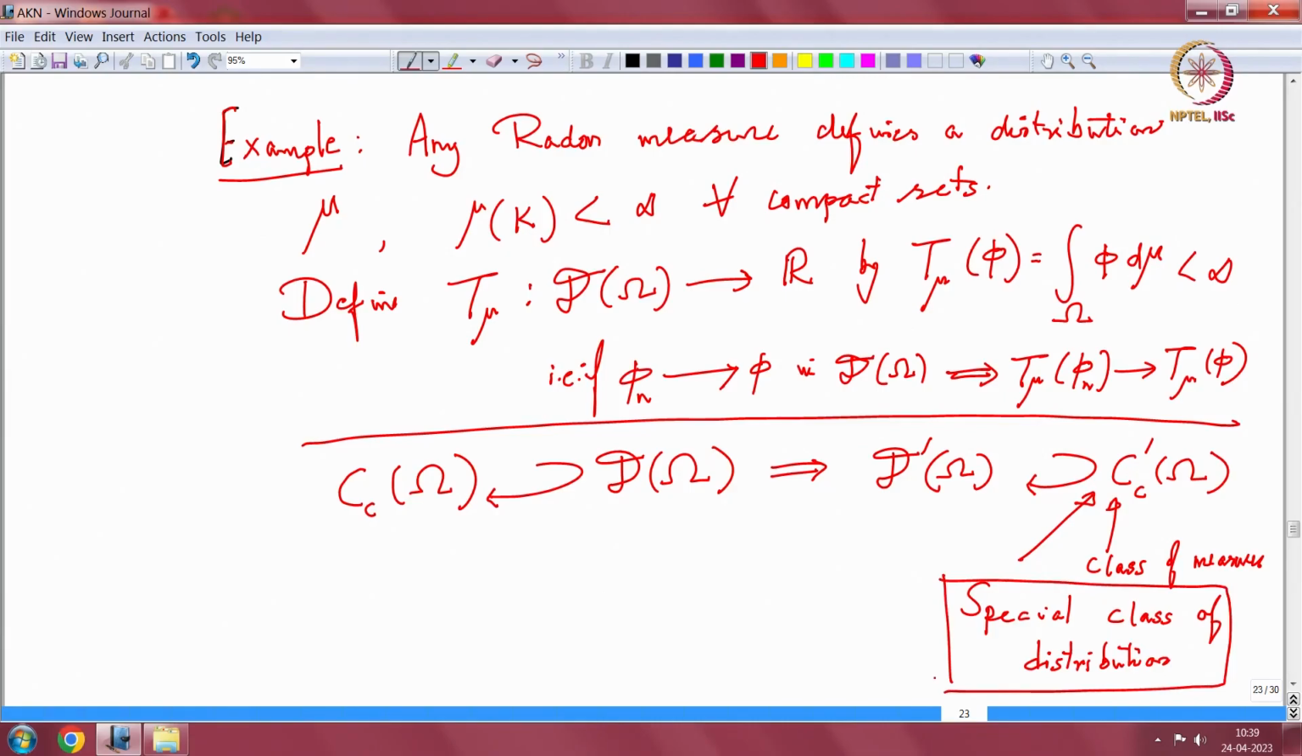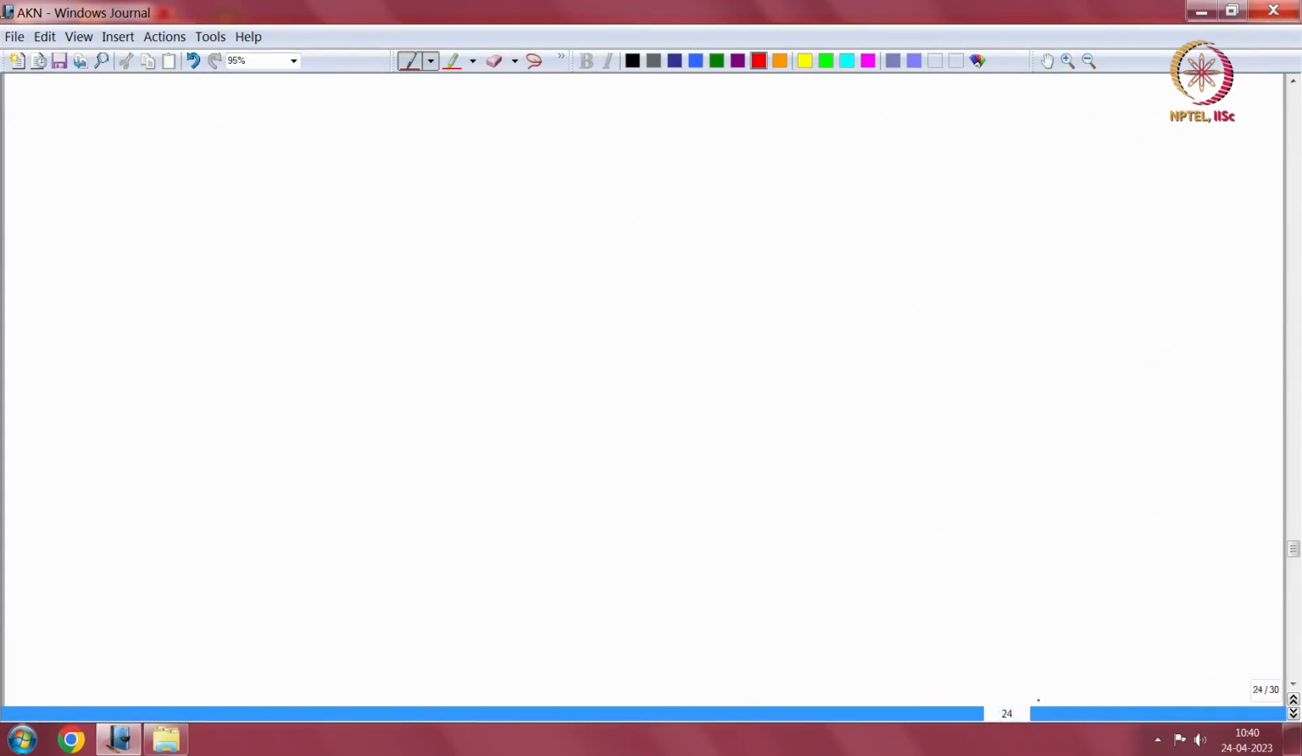So, in other words, this also continues, so you can talk about it. You can give the topology, and then the C_c'(Ω) will be contained in C_c(Ω). So, let me now go to the next stage.